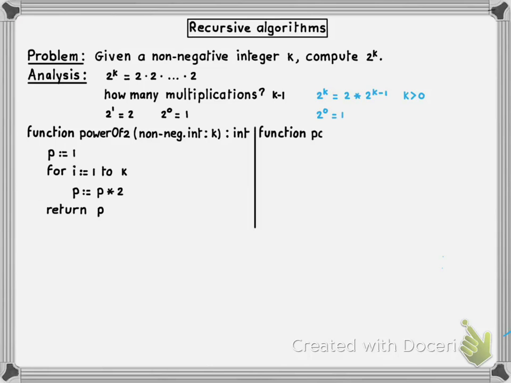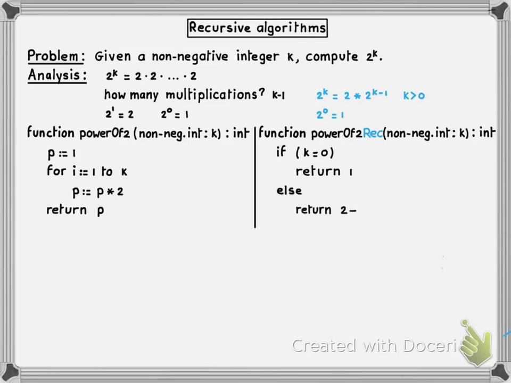So, let's write a recursive algorithm. We're just going to change the name in the header line to power of 2 rec for recursive. And now all we have to do is to check which case we're in. If k is equal to 0, then we are in the base case. We can return 1 directly. Otherwise, we're in the recursive case, and all we have to return is 2 times power of 2 rec with the argument k minus 1. And this is one recursive definition of an algorithm for this problem.